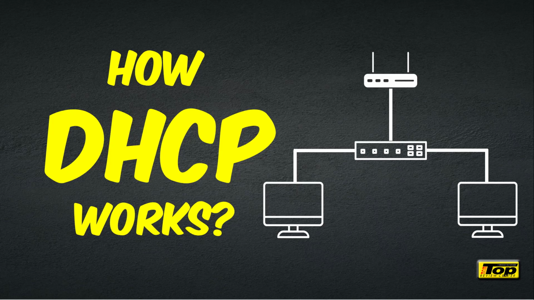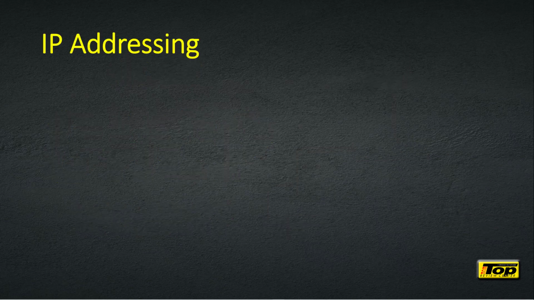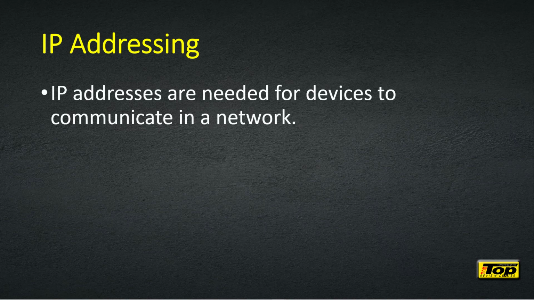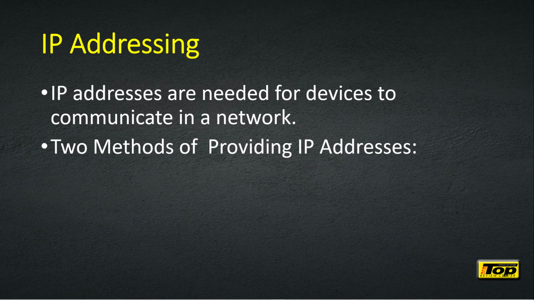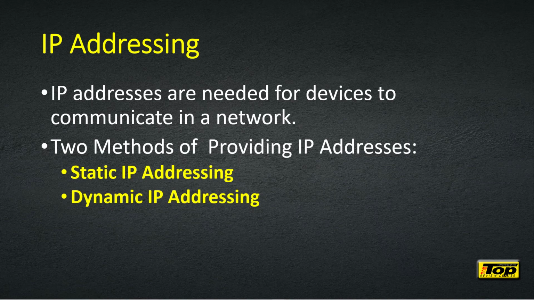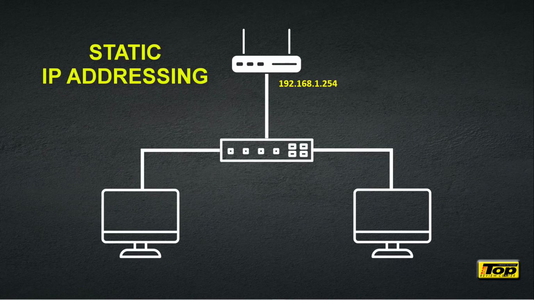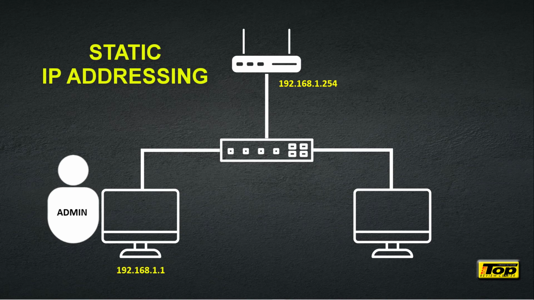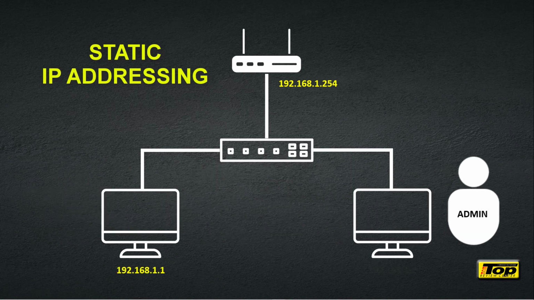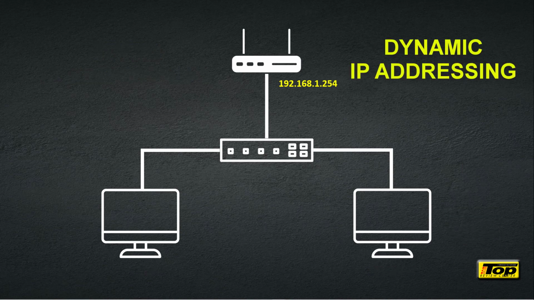How DHCP works. We all know that for a device to communicate within a network, it must have an IP address. An IP address can be configured on a device either statically or dynamically. Static IP addressing is when you manually configure an IP address on a device. Dynamic IP addressing is when it is automatically done.